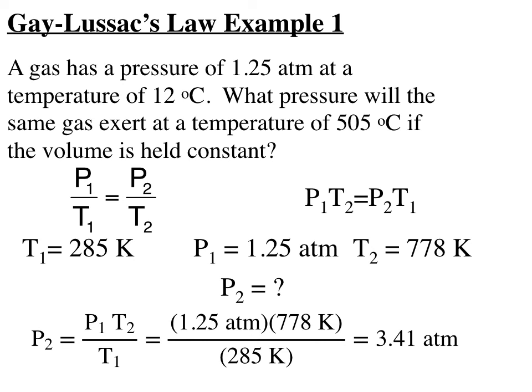So P1 over T1 equals P2 over T2. I rearrange that to P1 T2 equals P2 T1. So if T1 is 285 Kelvin, that's the first temperature with 273 added to it, and T2 is 778 Kelvin, that's the second temperature with 273 added to it. I solve for P2 and, by all the cancellations of the Kelvin units, I get 3.41 atmospheres. When the temperature goes up, the pressure goes up.